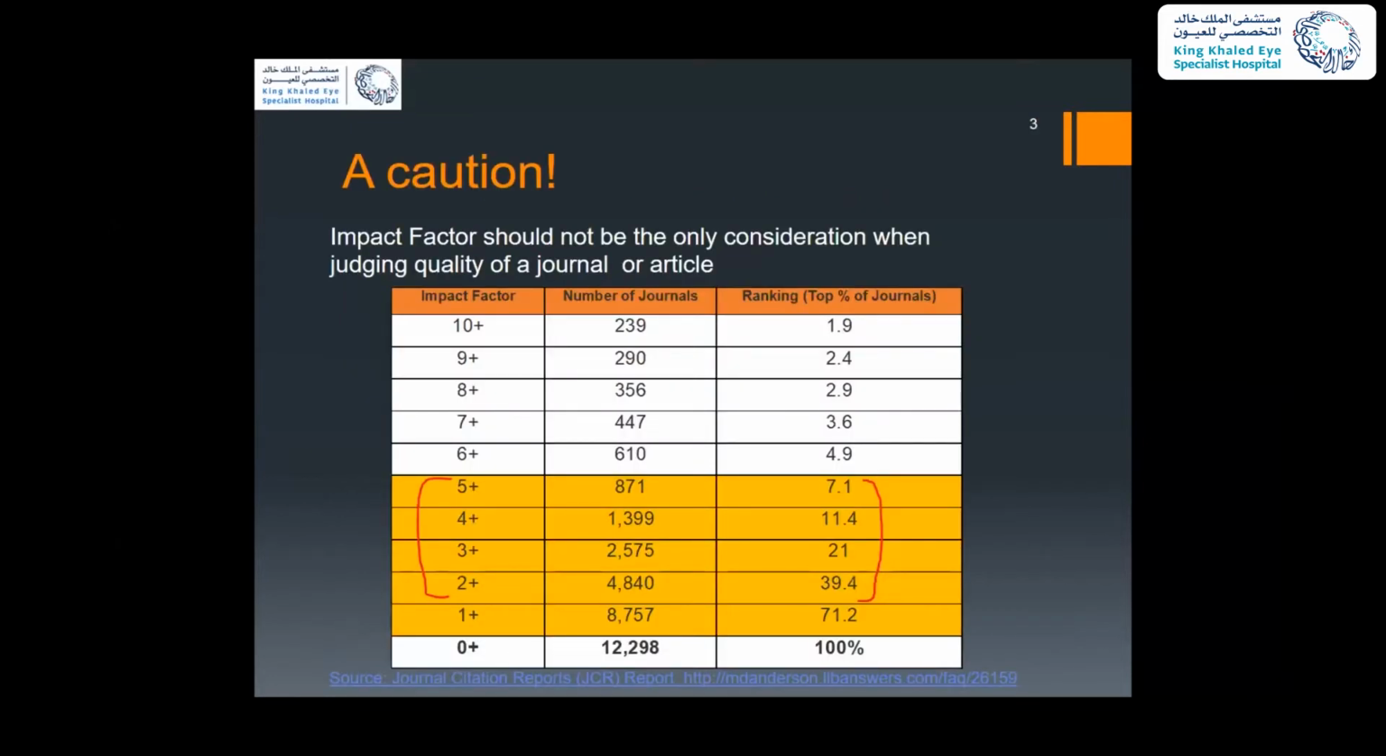My presentation is not meant to just judge any journal or article, because some of the journals may have a low impact factor but be relevant to a specialty. Some may have a very high impact factor but not be relevant to your specialty. So it's very important that we should not judge. Impact factor should not be the only consideration when judging the quality of a journal or an article.